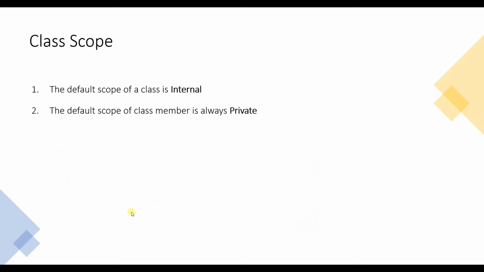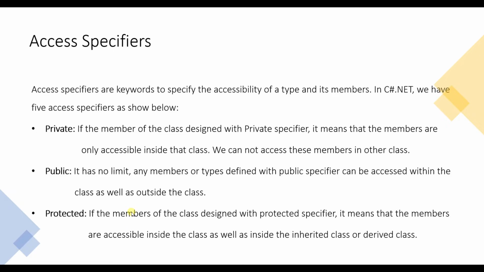Scope of the class. The default scope of a class is internal, and the default scope of class member is always private. That you have to keep in your mind. Now we have access specifiers. So in C#.NET we have 5 access specifiers. What they do basically is simply define the accessibility of a type and its members.